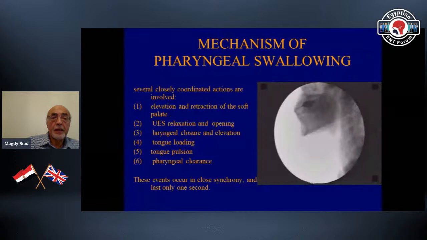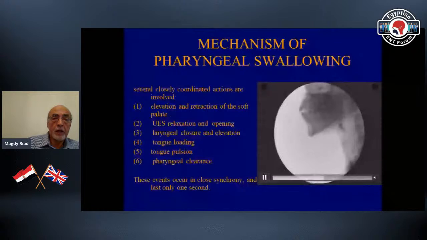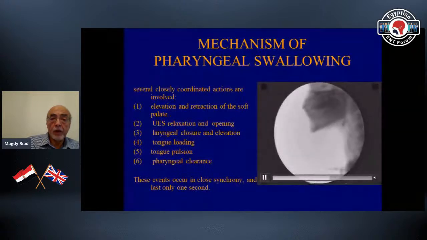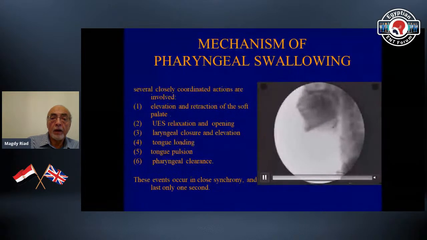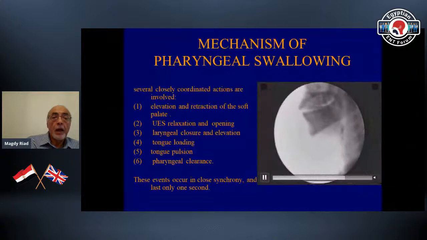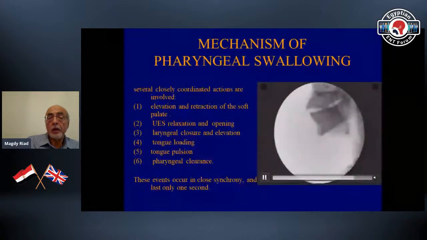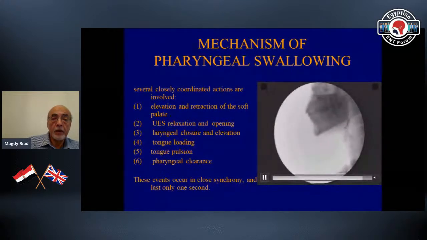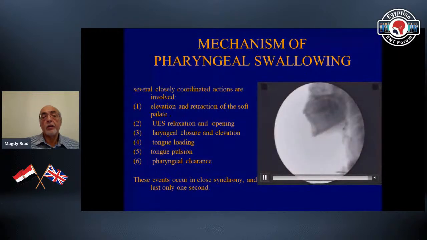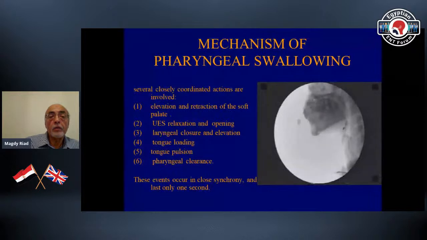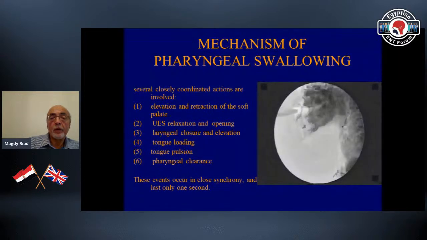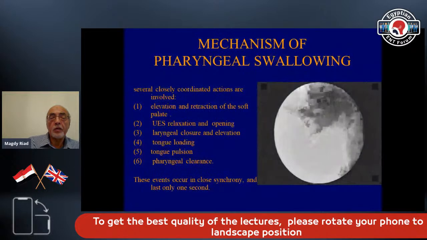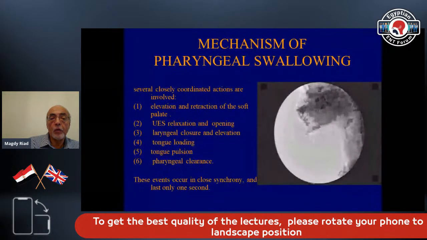The basic thing is that the soft palate would elevate to protect the nasopharynx. The upper esophageal sphincter would relax first and then open. The larynx would close and go high up and anteriorly. And the tongue would press the bolus, and the pharyngeal clearance would be accomplished by the constrictor muscles. And again, I stress this should happen in close synchrony and should last only 1 second. If it remains more, particularly in patients who have a higher respiratory rate, the risk of aspiration would be high.